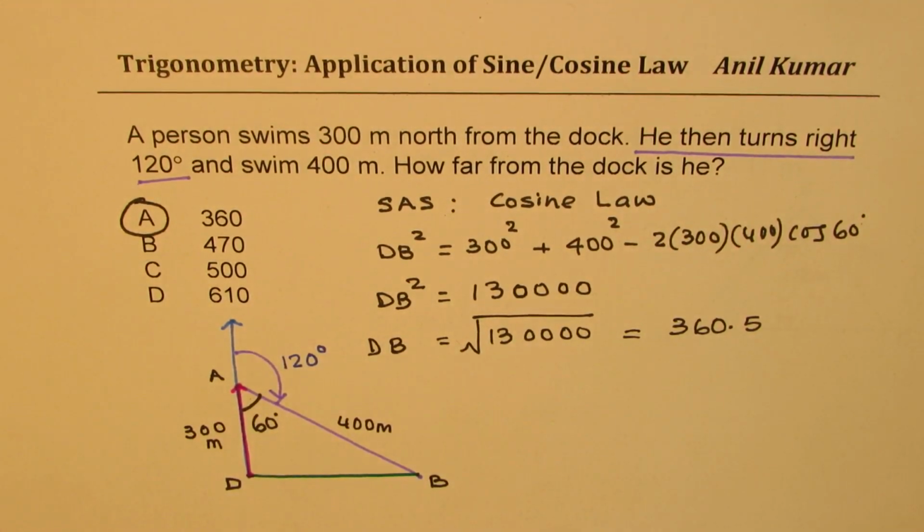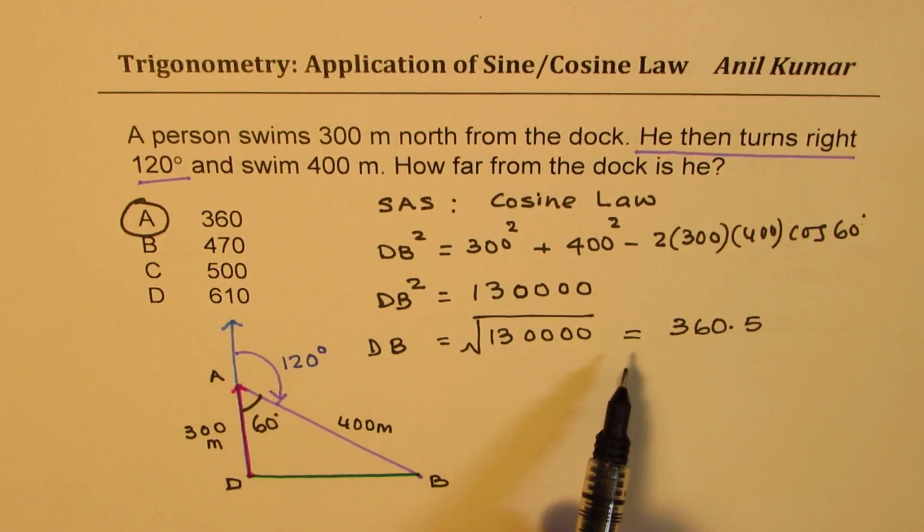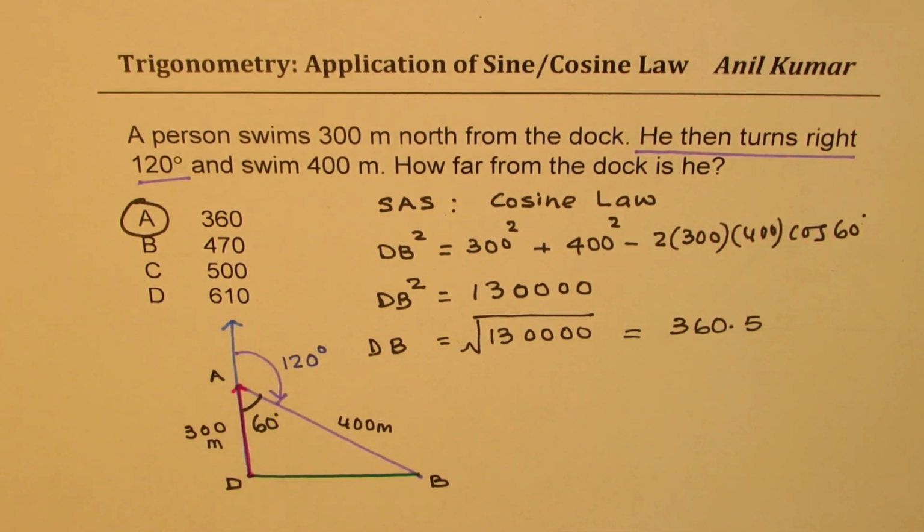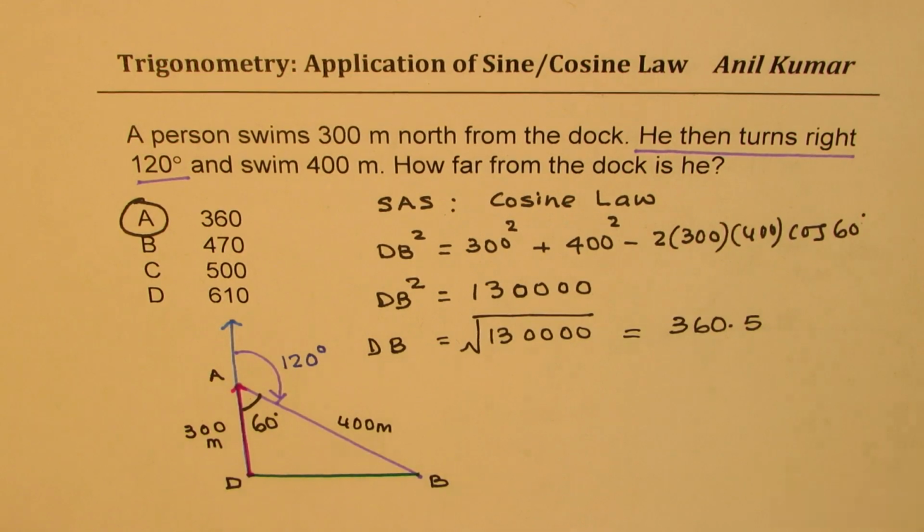Perfect. So that is how you could solve this question. Some of you might have got this thing wrong, the angle 120 if you take here, then you get wrong answer, which will be almost the double of this, which is 610. So take care in this case, look at the diagram once again and understand the situation.